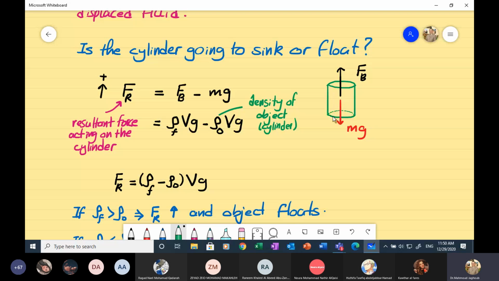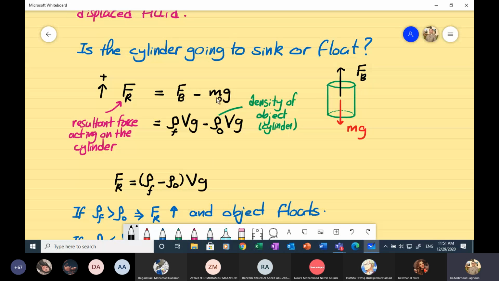The weight of the cylinder. The buoyant force we just found a minute ago is rho fluid, the density of the fluid, multiplied by the volume of the displaced fluid. And I am going to repeat this for the last time. The volume of the displaced fluid equals the volume of the cylinder, because all the cylinder is under the liquid, minus the mass of the object multiplied by g.